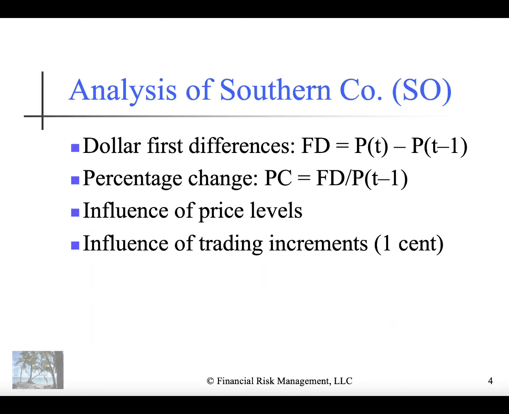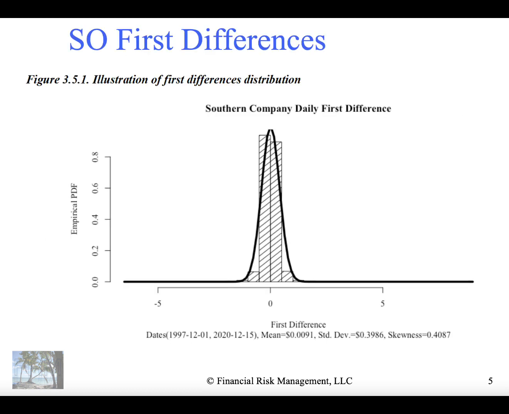Well, let's look at some data from Southern Company stock, and we're going to examine dollar first differences, which is simply the dollar price change today versus yesterday, and these are closing prices. So if this is today's closing price, this would be the last trading day's closing price, and that would simply be the dollar first difference. We could also compute the percentage change. This is a discretely compounded percentage change. We take the dollar first difference and then divide it by the initial price or the investment, and we get the percentage change. And we'll look at different observations on price level and the influence of trading increments.